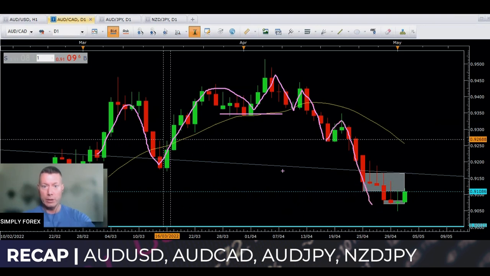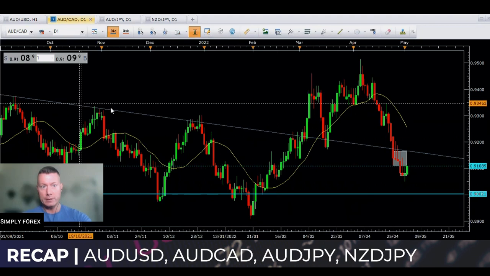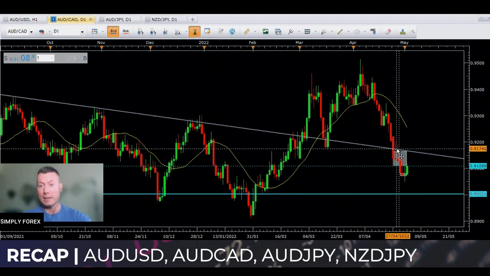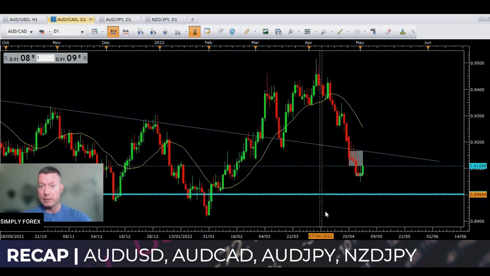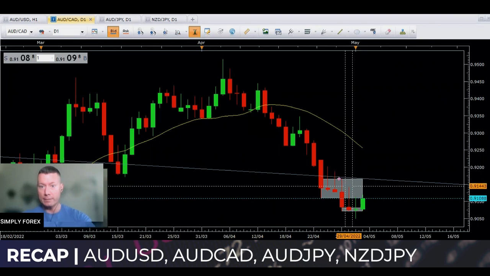I was a little concerned about this diagonal line here. Let me just zoom out, let me just show you. This grey diagonal line here, I thought this could act as support, but it didn't. It still broke this. It was clearly in a downtrend. And again, we had 2 very bearish candles form one after the other.